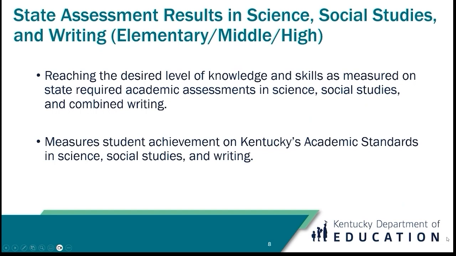State assessment results in science, social studies, and writing are reported for elementary, middle, and high school levels. And proficiency in this indicator is defined as reaching the desired level of knowledge and skills as measured on academic assessments in the contents of science, social studies, and combined writing. Combined writing includes editing and mechanics and on-demand writing, which I'll discuss in more detail in the following slides.